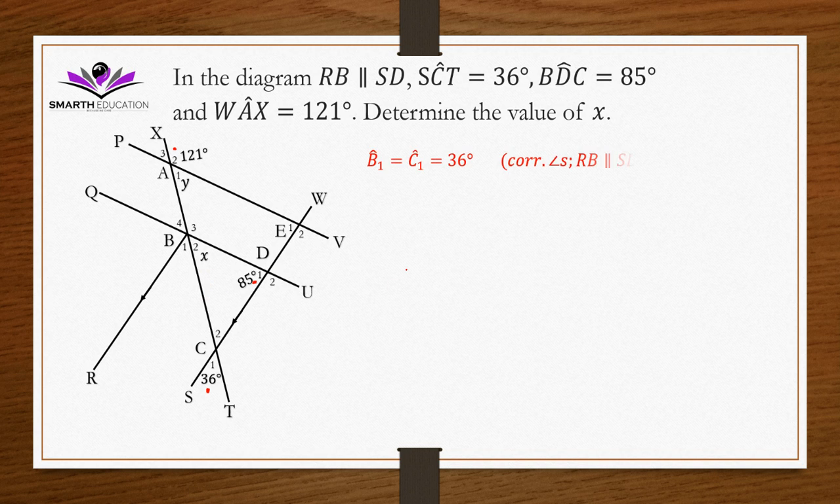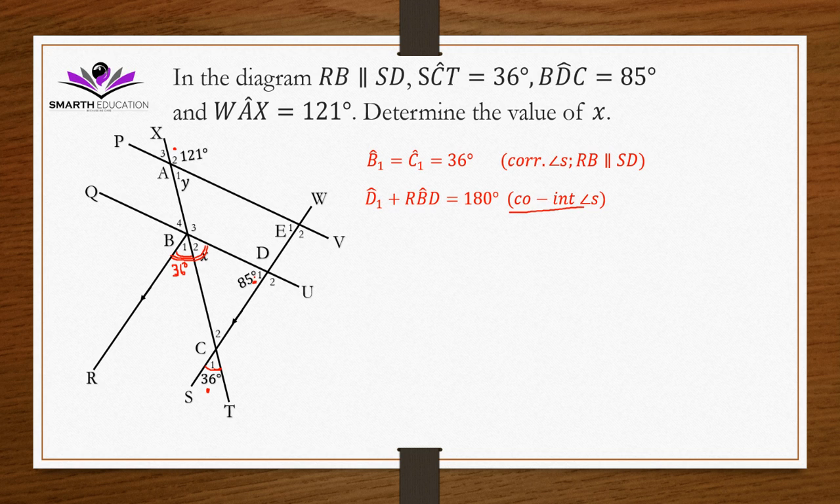We're saying here angle B1 is equal to angle C1. These are corresponding angles, RB is parallel to CD. So this angle is equal to this angle, because they are corresponding angles. So this is also 36 degrees. And then angle RBD plus angle D1 is equal to 180 degrees because they are co-interior angles.